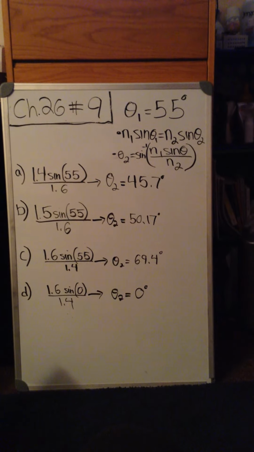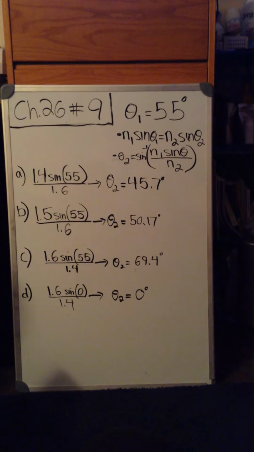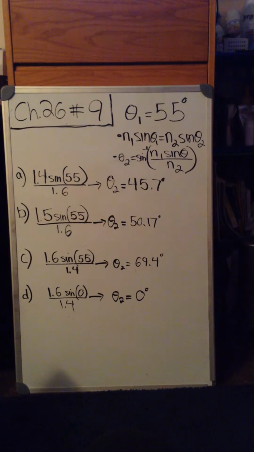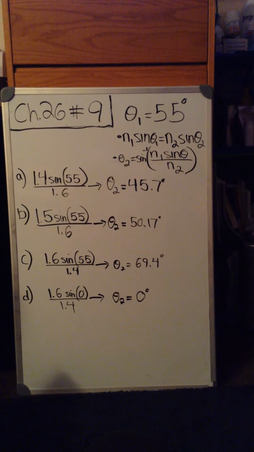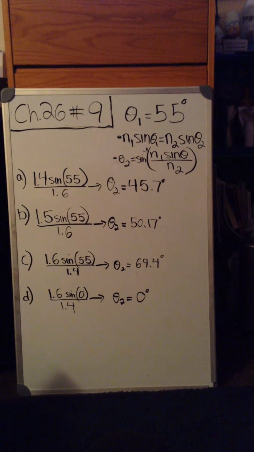For case A, B, and C, the angle of incidence is 55 degrees. For case D, the angle of incidence is 0 degrees. Determine the angle of refraction in each case. If the drawing shows the refraction incorrectly, please explain why it is incorrect.